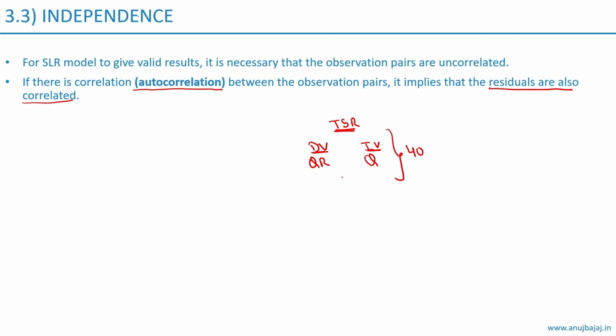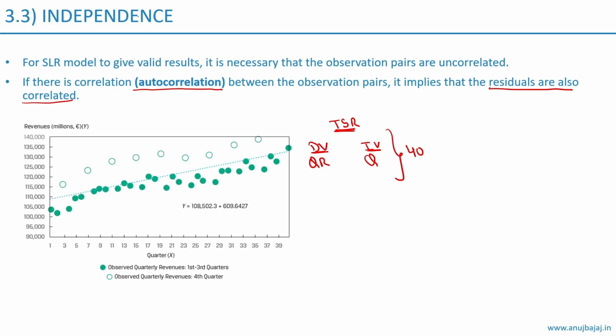And when we plot the 40 observational pairs on a graph, this is how the scatter plot looks. We can clearly see that the observation pairs are exhibiting some pattern. During the first, second and the fourth quarter of every year, the quarterly revenues are low. But during the third quarter of every year, the quarterly revenue increases significantly. This implies that the observation pairs are not independent. There exists autocorrelation between the observation pairs.